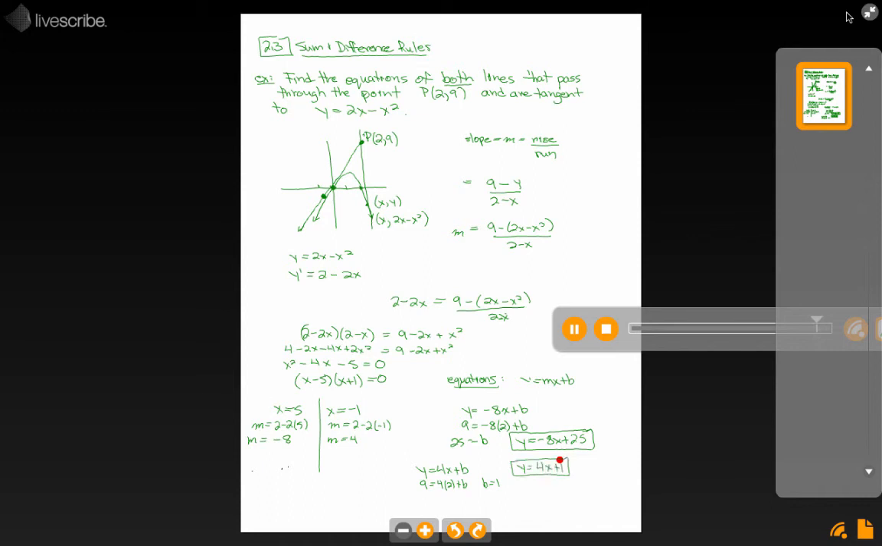And if you cheat and go back to graphing calculator world and graph that original parabola, and then graph these two lines here, you'll find that they both are tangent to the curve at their respective points, x equals 5 and x equals negative 1, and they also both go through the point (2, 9), which happens to be where they intersect. Very complicated example, lots of work, but definitely something that puts it all together.